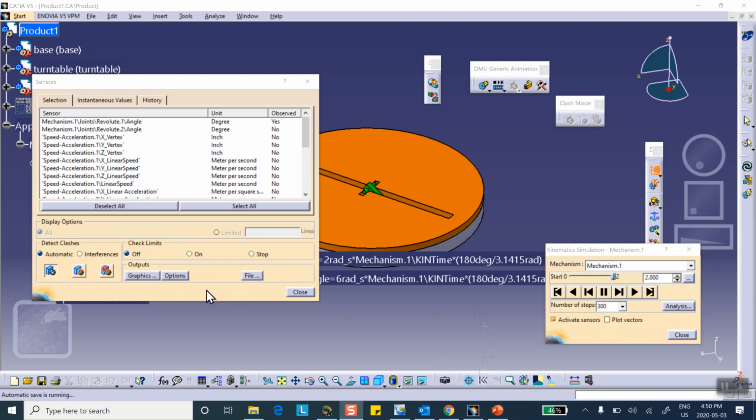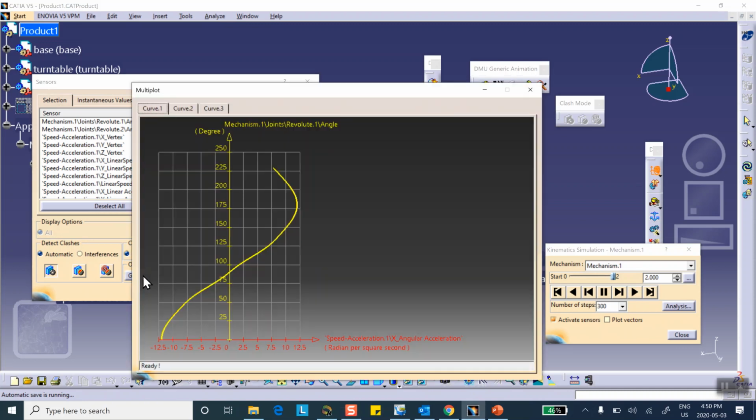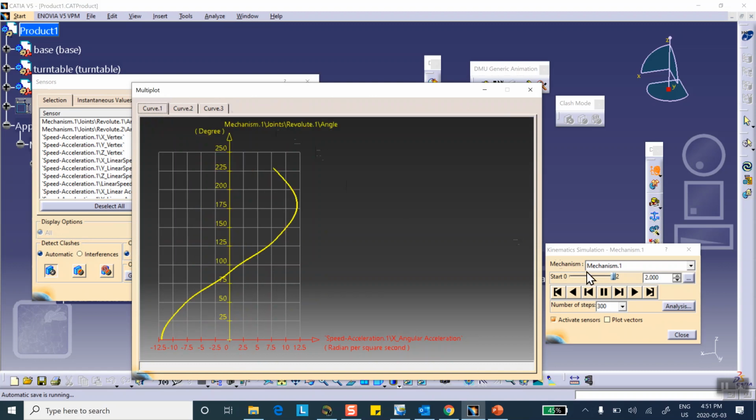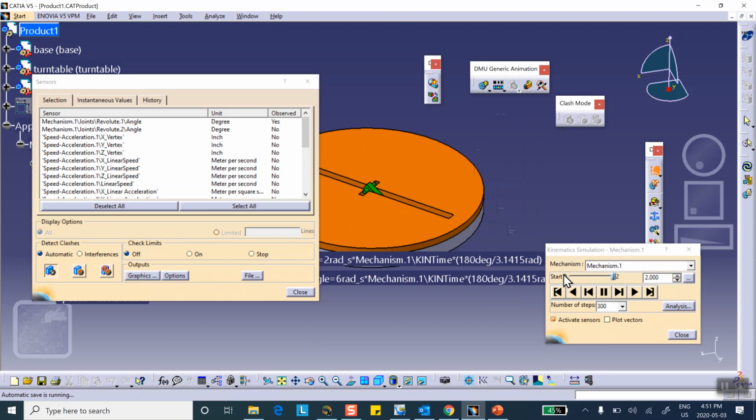Okay, so let's see now. When you say graph, it shows you the acceleration on this axis and the angle on the vertical axis. And here is curve 2 and here is curve 3. The only thing is that I have my axis wrong. I wanted the horizontal axis to be the angle. So let's do it again. Let's go back here.